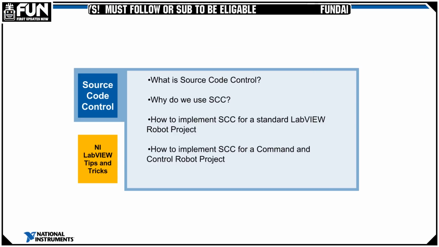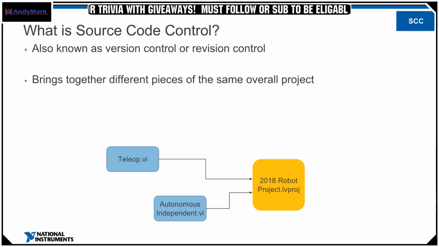So let's move on and talk about LabVIEW itself. We're going to start with source code control. We'll talk a little bit about what is source code control, why do we use source code control at all, and then how do we implement that in a standard LabVIEW robot project and in a command and control robot project. So we're going to look at both sides. So what is source code control? It's also known as version control or revision control.